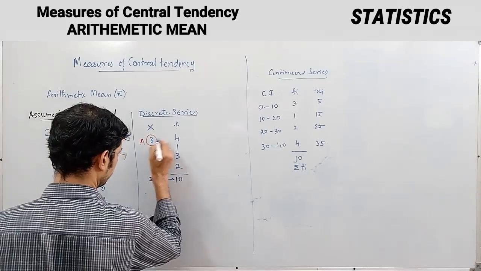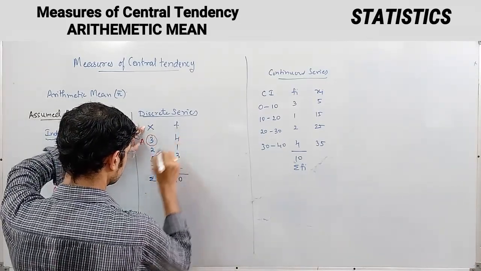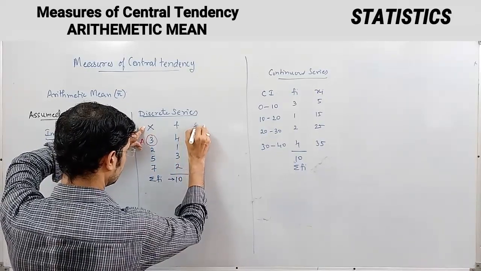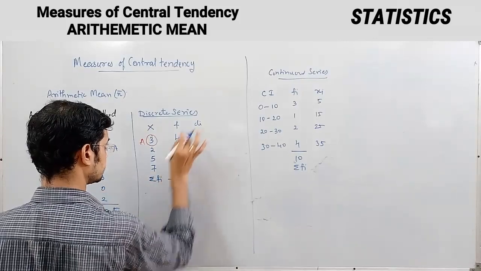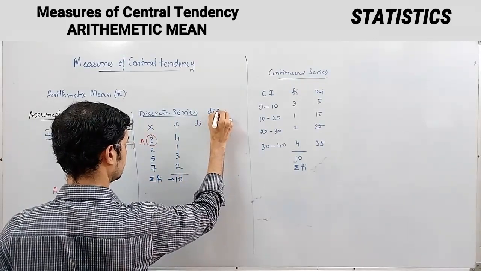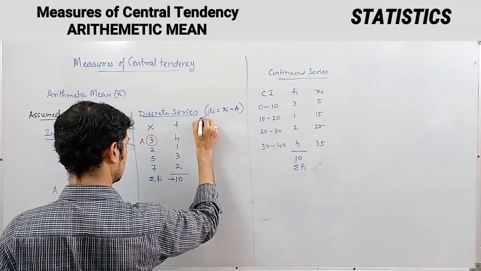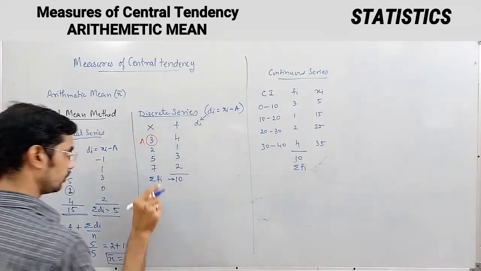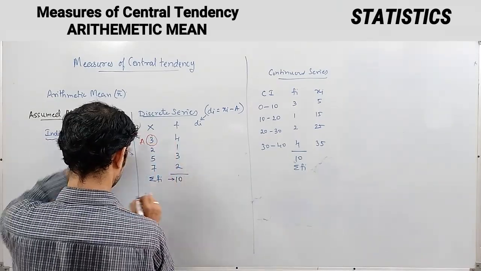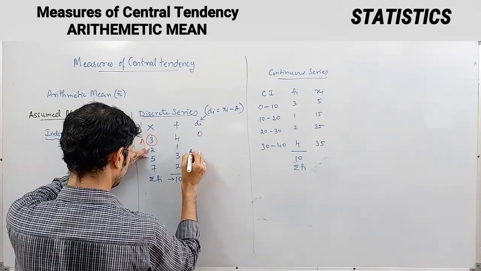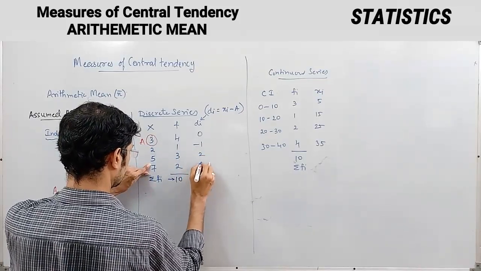Now we need to find di. Di is equal to nothing else but xi minus a. In this case also, di is equal to xi minus a. Now how to find it? 3 minus 3 is 0, 2 minus 3 is equal to minus 1, 5 minus 3 equal to 2, 7 minus 3 equal to 4.